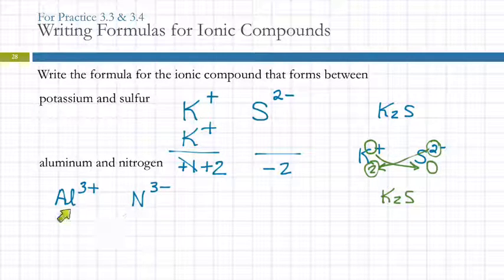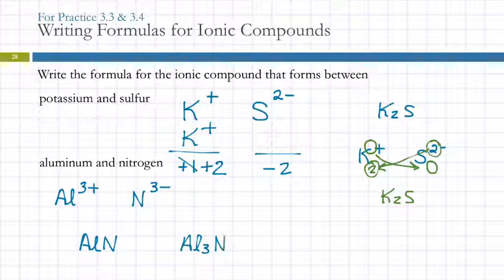What are we going to do with these guys? What do we do with the charges? Nothing. +3, -3, it's fine as it is. We just need 1 of each. So I think of pushing them together, and we've got AlN. If you crisscross these, you would not be quite correct. You'd get Al3N3. And then you'd have to simplify that. So if the charges are the same, just push them together, 1 of each. So that's not technically correct. Any questions?